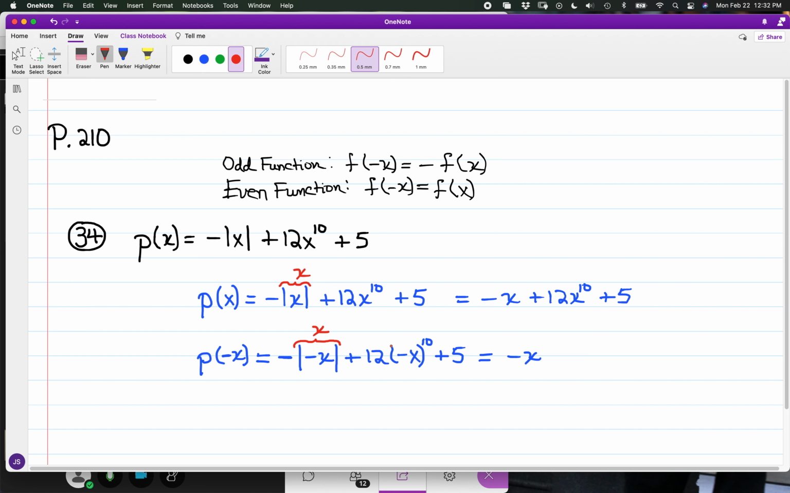And for the 10th power of negative x, a negative term to an even power will come out to a positive. So this will be x to the 10th multiplied by 12, so we have plus 12 times x to the 10th, followed by the addition of 5. In terms of what is going on, for the inputs we got x and negative x.